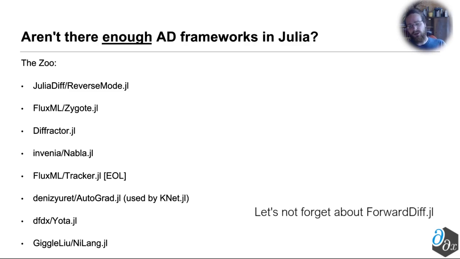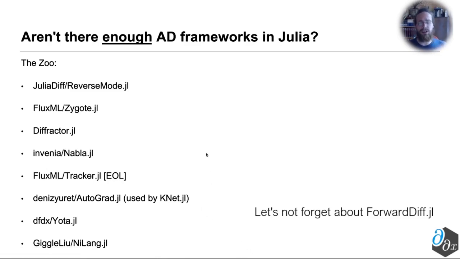For forward mode auto-differentiation, we have ForwardDiff.jl, which has been very popular and very successful. And for reverse mode, we have a whole slew of different packages. ReverseDiff.jl is, I think, one of the first. Zygote.jl is one of the most widely used ones, especially for machine learning applications. Keno Fischer recently introduced Diffractor.jl, which is a new AD toolkit. Invenia has its own Nabla. Flux used to have its own Tracker.jl, and Knet has AutoGrad.jl and Yota.jl and NiLang. And I think there are even more than that.